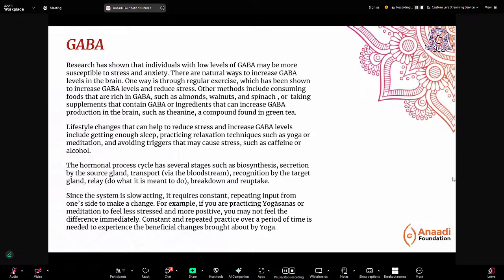And the hormonal process cycle has several stages such as biosynthesis, secretion from the source gland, transport, and recognition by the target gland, and all these happen, right? But then since the system is slow in acting, it requires constant repeating input from one's side. So neurotransmitters like GABA act very quickly. But when it is a hormone, it takes a long time to act in the system. That is why you need repeated practice of yogasana, pranayama, meditation to have a positive feel and overall maintain your health in a good condition.